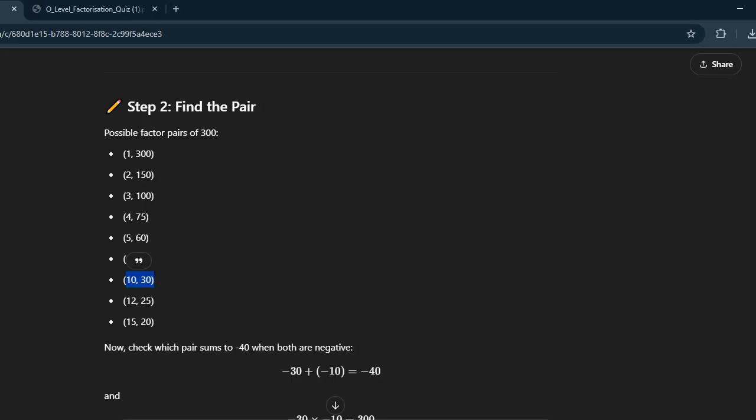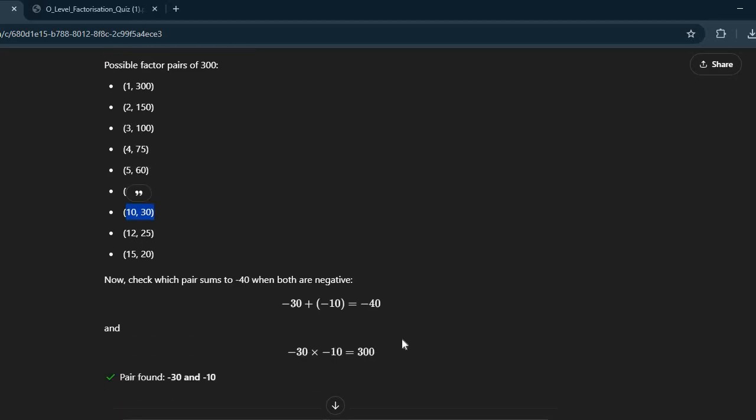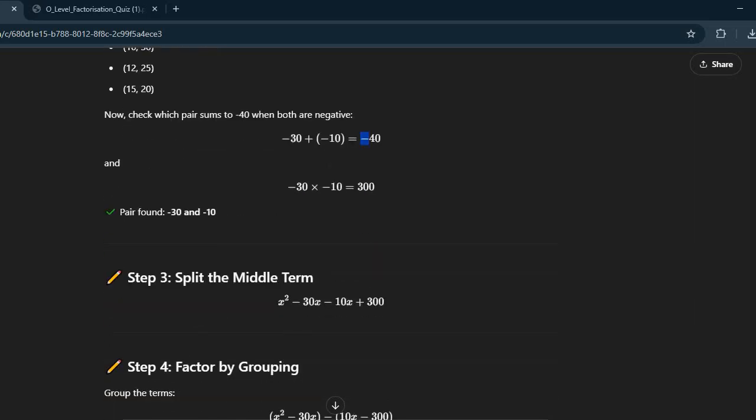and when you multiply both negatives you will get positive 300. Now remember that the sign is important, the sign must be the same as in the question: minus 30 and minus 10. And I already told you, when there is a negative sign in the center you have to take both negative. So now we have taken both factors, minus 30 and minus 10.